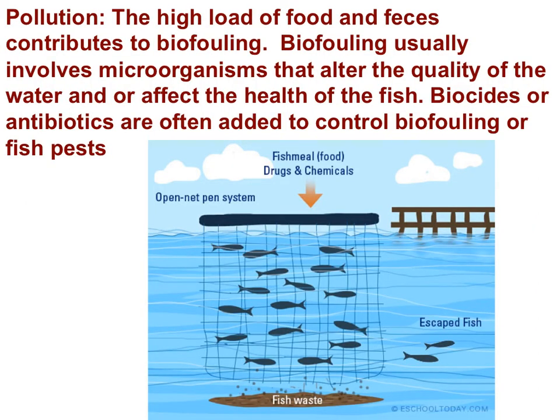The high concentration of fish in one location, typical of aquaculture, creates pollution. The high load of food and feces adds organic matter to the water, contributing to what's called biofouling, or eutrophication. Biofouling is the degradation of waters due to the high density of fish. Biofouling usually involves microorganisms that alter the quality of the water and they affect the health of the fish. Biocides are chemical substances that can deter or kill these microorganisms that are responsible for biofouling, but the application of biocides is a pollution in itself.